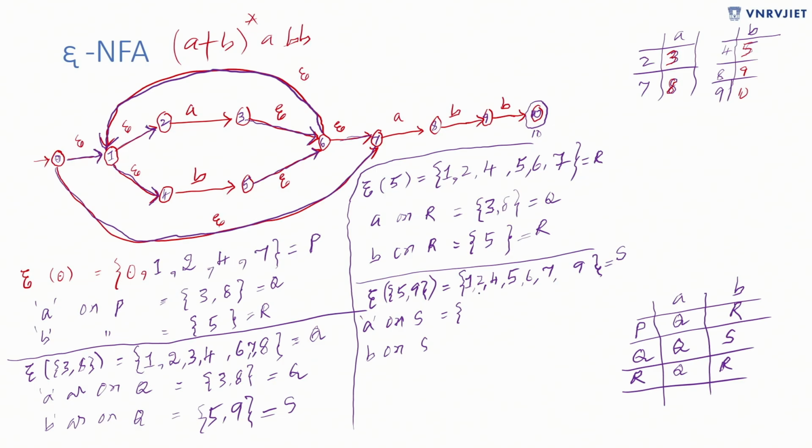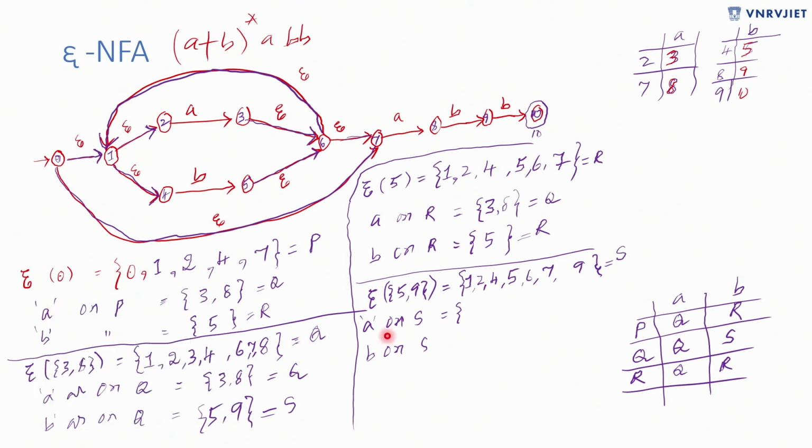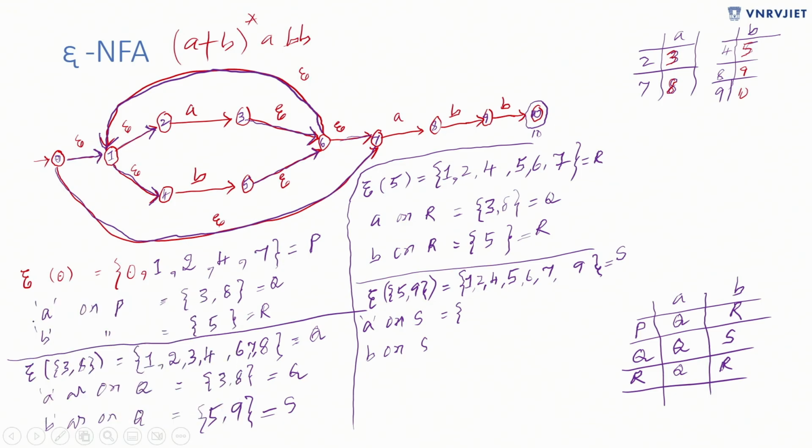Are they available in this? Both are available. A as input, you have 2, 7. In this, 2, 7 are available, and from 2, 7 you can go to 3, 8. Therefore, A on this gives 3, 8 itself.